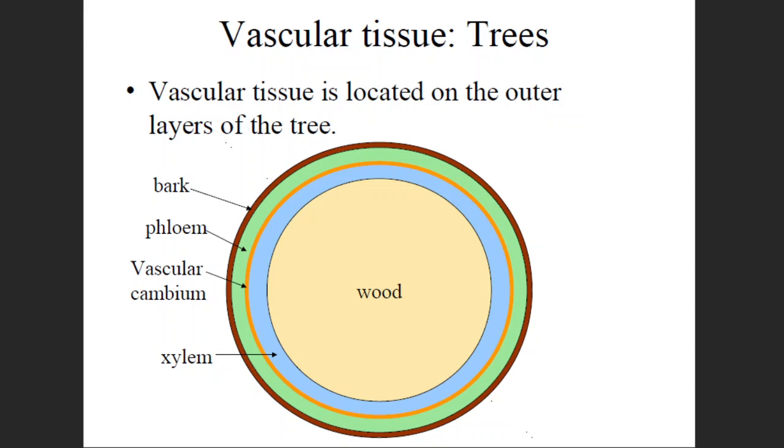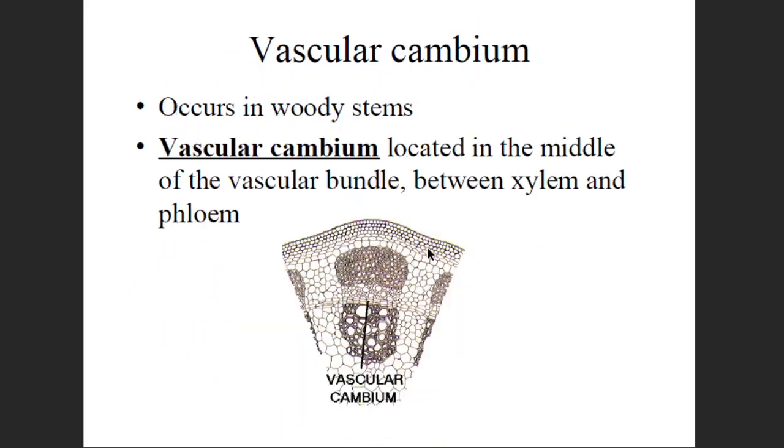So vascular tissues are located on the outer layer of the trees. Here we can find the outermost layer of a perennial plant. Say this is the bark, the outermost layer. Next the phloem, this is the xylem, and between xylem and phloem there is a presence of vascular cambium. So this wood, the central plant, may have some layers or ring-like structures.